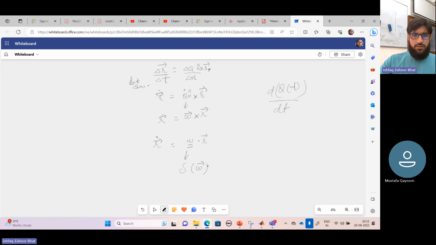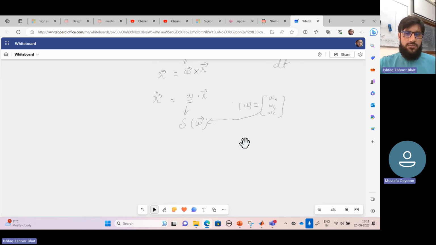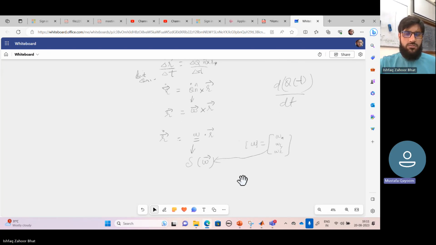So skew symmetric matrix associated with omega. Omega will have some components: omega x, omega y, and omega z. So take these components and write its skew symmetric matrix as I did for n. Substitute it here, so you will get this, the skew symmetric of omega. Why are we taking the skew symmetric of the omega? Basically, here it is the cross product.